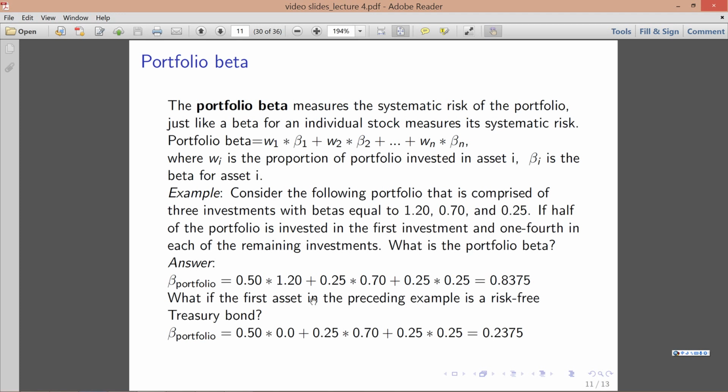Now, what if the first asset in this example is a risk-free treasury bond? What changes here is that the risk-free treasury bond will have a beta of 0, as we talked about in the previous slide. So if we replace this one with the treasury bond, this 1.2 becomes 0. We can see that by adding the risk-free asset, the beta reduces greatly. That means our portfolio is now much less risky.